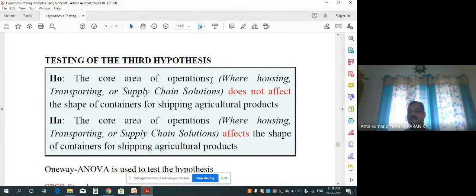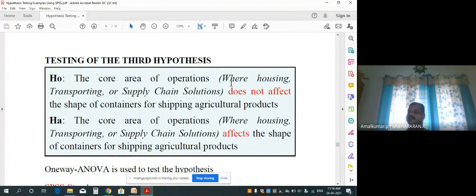The researcher has already given the alternative: the core area of operation affects the shape of containers. The null says the core area of operation does not affect the shape of containers for shipping agricultural products, while he believes that it does. Based on that, he wants to compare companies by core area of operation. There are three core areas in a shipping company: warehousing oriented, transporting oriented, and supply chain solutions oriented shipping companies. These are the three different core areas of operation.